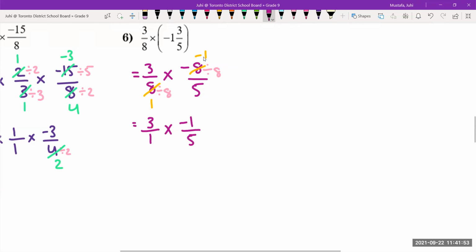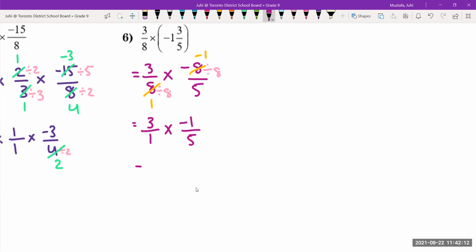Okay, so basically what we did is we converted this mixed fraction to an improper fraction. We found a pair of numbers to cross reduce and they happen to be 8 and 8. I divided it by 8 and 8. I got a 1 and -1. Then I rewrote the fraction with these new numbers in the yellow. So 1 came here, -1 came here. And now we can't cross reduce anything.